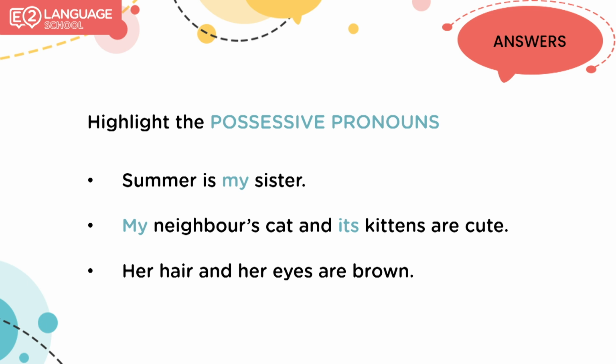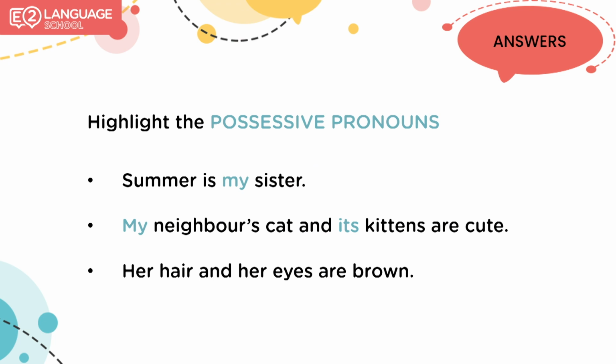Just as a little tip, with animals, we use its for animals that we don't know, so animals in general, or a neighbor's cat. However, for pets, so pets are animals that you have as a part of your family, animals that you love, that you care for, we can use the gender. So for example, if we were to change this sentence to Peanut, so that's a member of the Smith family, a female cat, we would say Peanut and her kittens are cute.